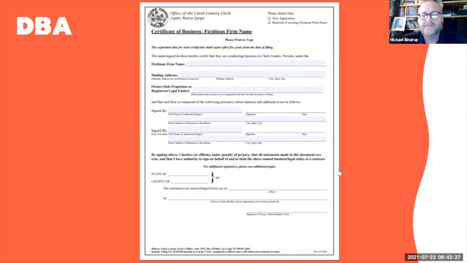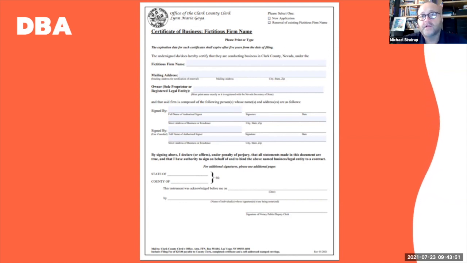So you can mail this form in. You cannot file it online yet. Clark County hasn't got that set up yet, but you can print this out, fill it in, take it to a notary public, sign it in front of the notary, and then mail all that in with a check for $25 payable to Clark County. And you send it to the Clark County clerk, and then they'll mail you one back.